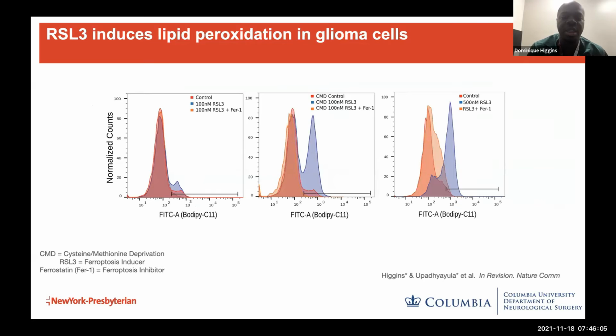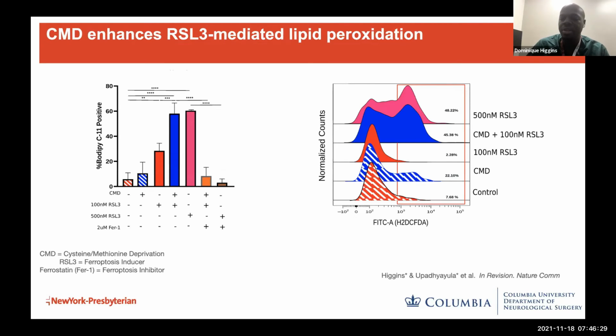Then we did a flow cytometry for quantification. On the left, you can see low dose RSL3, the ferroptosis inducer, isn't sufficient to induce any ferroptosis. And then when we add cysteine and methionine deprivation, this low dose RSL3 is now able to induce lipid peroxidation by BODIPY-C11, and this is also inhibited by ferrostatin. And you see on the right just a quantification of that, whereas CMD, the cysteine methionine deprivation, is able to essentially have 100 nanomolar of RSL3, the low dose, function like a high dose RSL3, suggesting that it sensitizes the cells to ferroptosis induction.